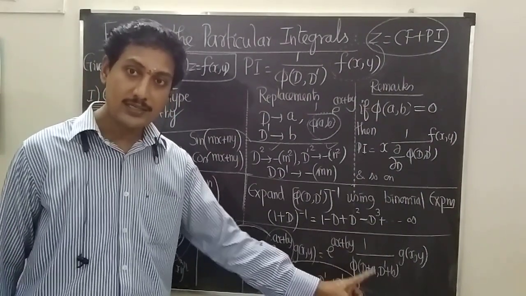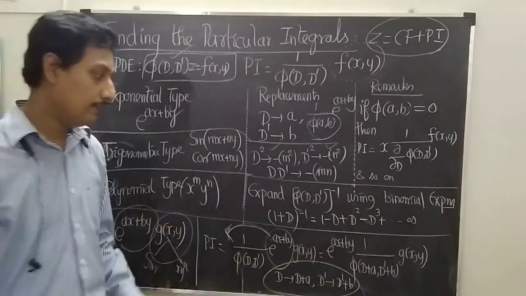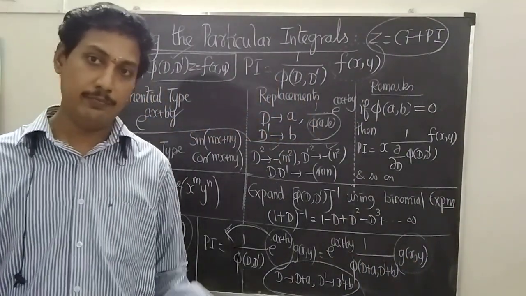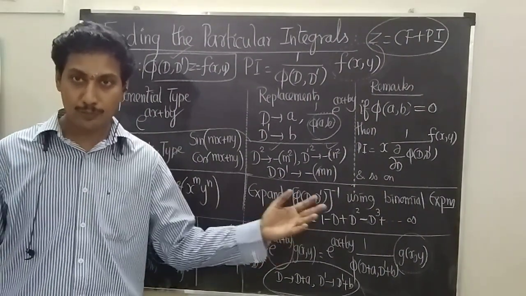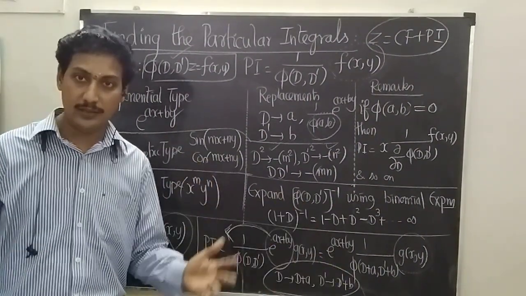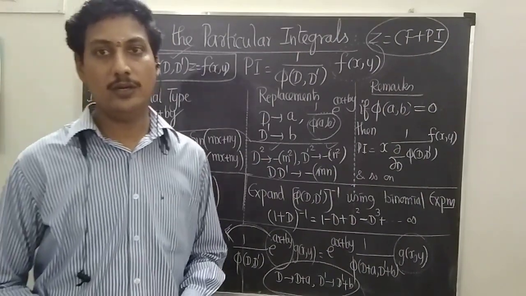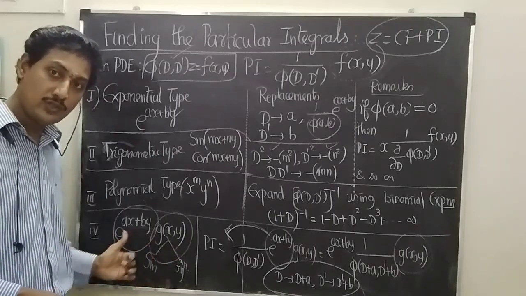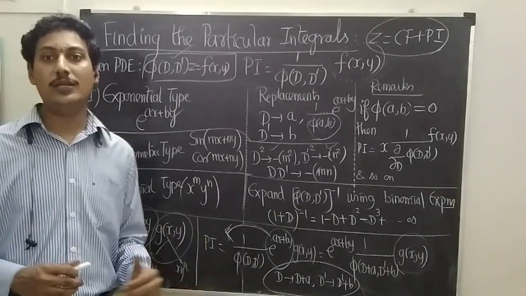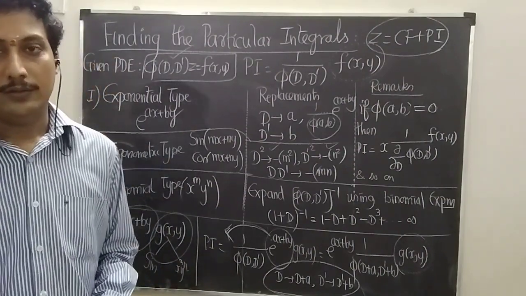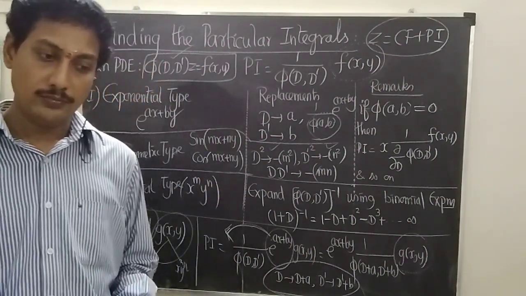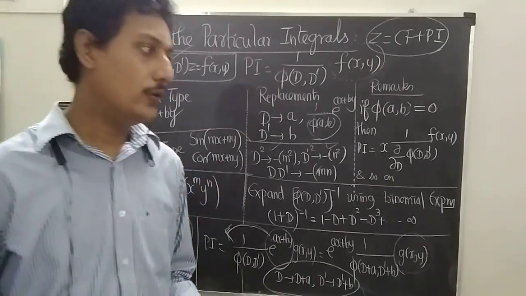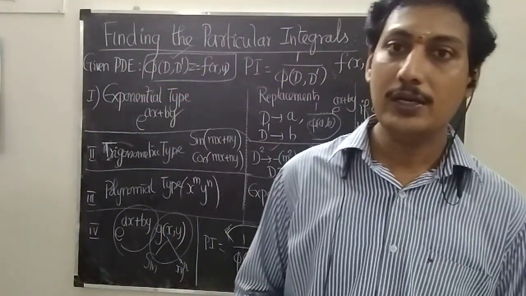So still there are some operators D and D dash. Why? Because we still have the remaining function g of x comma y, which may be the second type or maybe the third type. Then proceed further. In the same way, we will get the required particular integral of the product of two types, either exponential with polynomial, or exponential with trigonometric. So this is the idea behind the topic, how to get the particular integral of second or higher order homogeneous partial differential equations with constant coefficients.